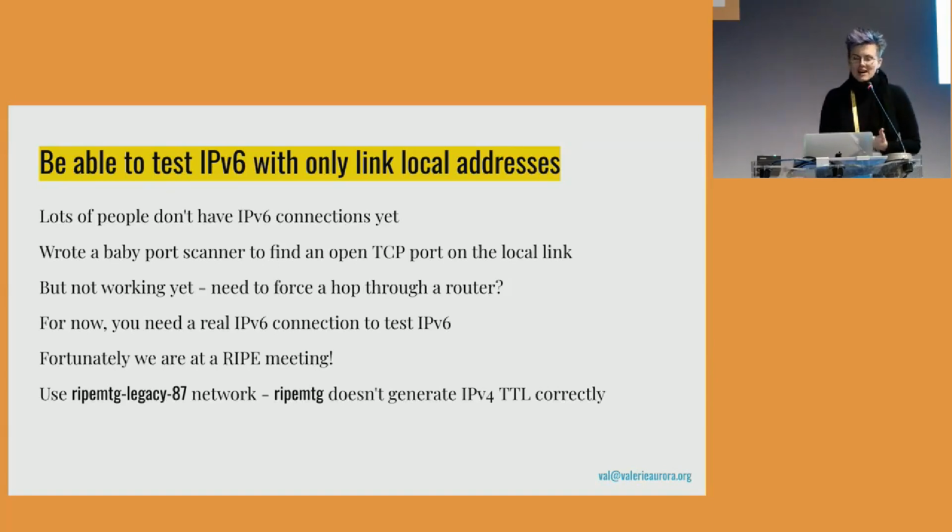Lots of people don't have an IPv6 connection at home. I don't have it at home. I didn't check. What was I thinking? I tried to make it work with link local addresses. I wrote a little tiny baby port scanner to ask, is anybody listening? And sometimes somebody is. It doesn't work yet. I think I need to force the hop through the router. Fortunately, we're here. Yes, use the Legacy 87 network if you want to run this. I'm not getting IPv4 TTL from the RIPE meeting one. And this actually kind of doubles as a check to see what your network does.